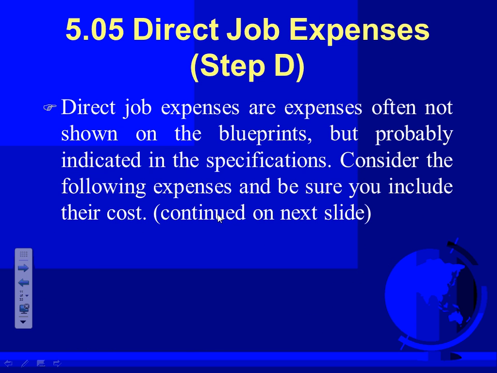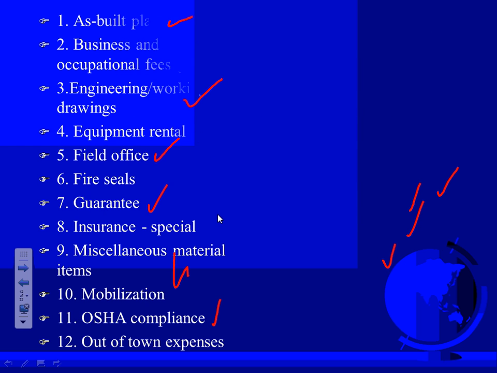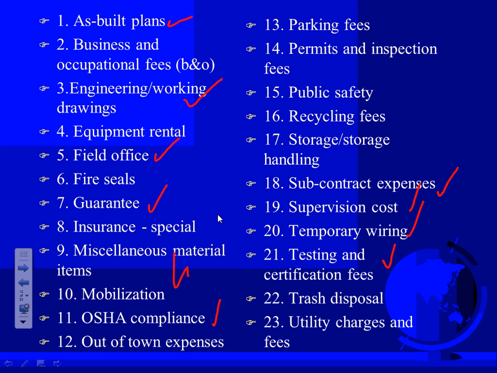After you adjust the direct job expenses, guys, taking these into consideration, parking fees. If you have fees, how are you going to recoup your parking fees? Permits and inspection. Who's going to pay for the permits and inspection? That's your direct cost.